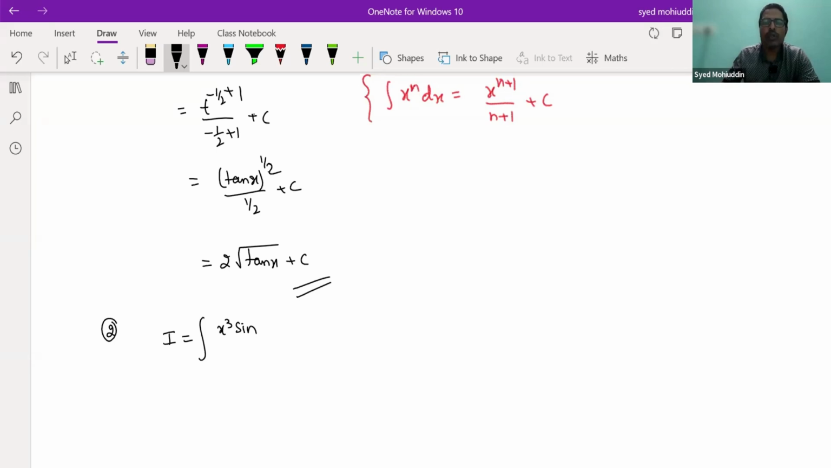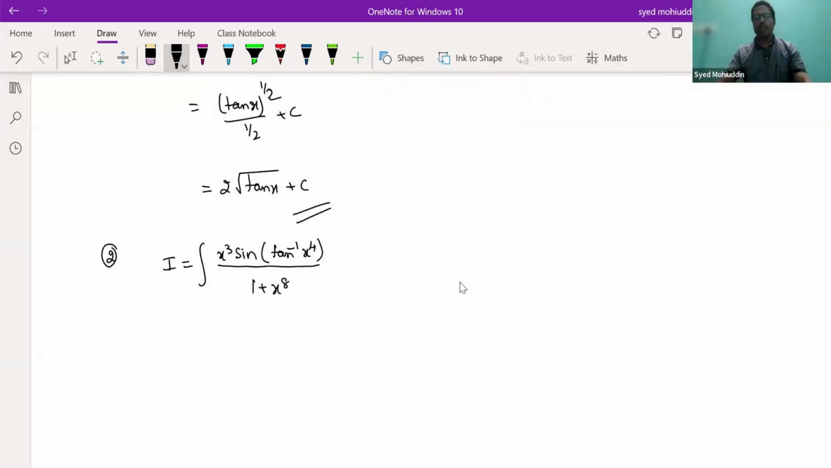x cube sine of tan inverse of x power of 4, whole divided by 1 plus x power of 8. So now the question is, which value has to be taken as t?